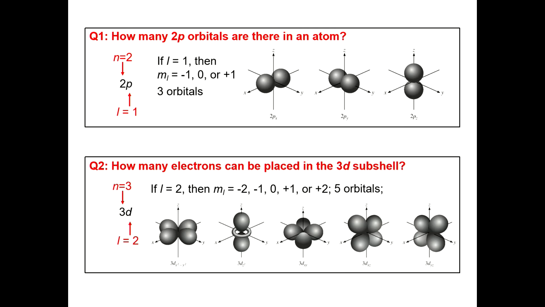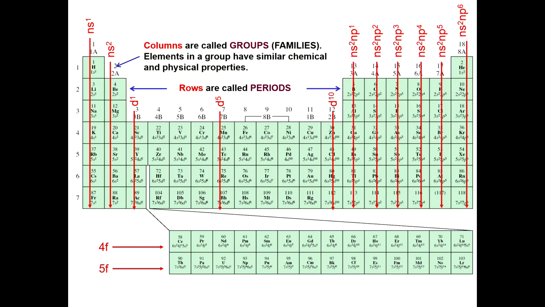So now we know the 3d subshell has 5 orbitals. So how many electrons? It can hold 10. So basically, for each element, we can put them into the table based on their electron numbers.